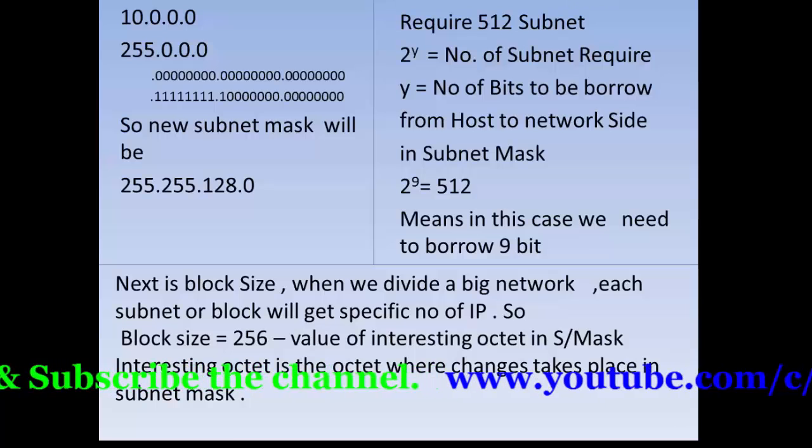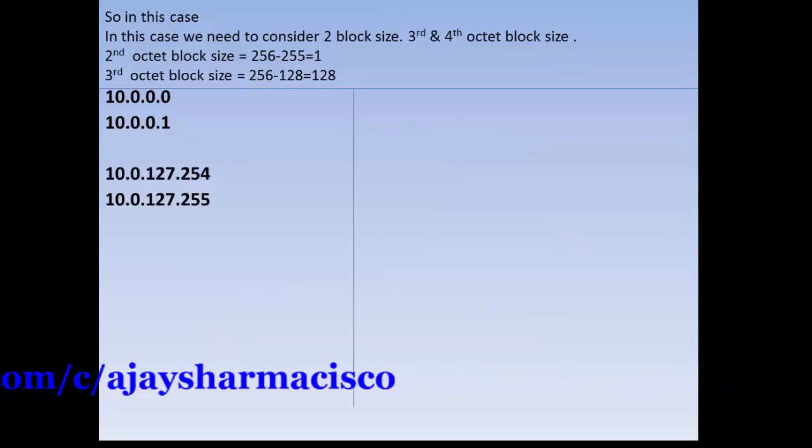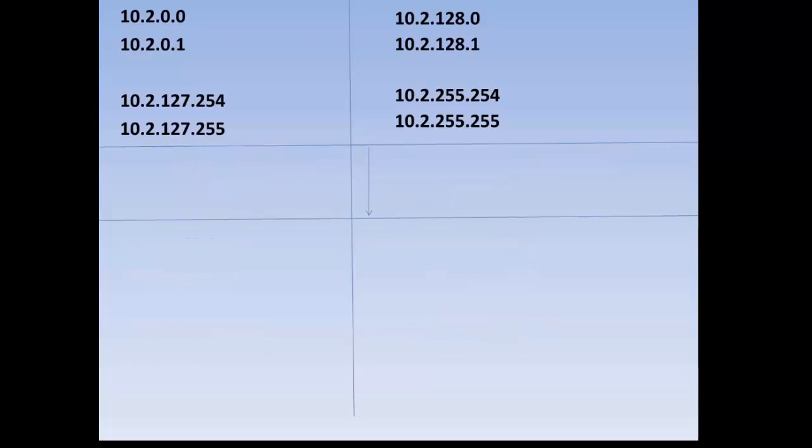Okay. So I hope now it is clear to you how we can do the subnetting of A class, B class and C class, and also we discussed the CIDR representation. So in my next video I am going to explain the variable length subnet mask, because here in the case of subnetting we are getting an equal number of IPs in each block. Block size is fixed, so that is also known as FLSM, fixed length.